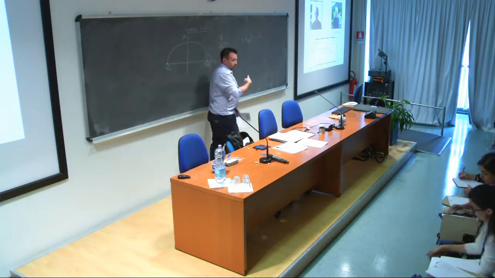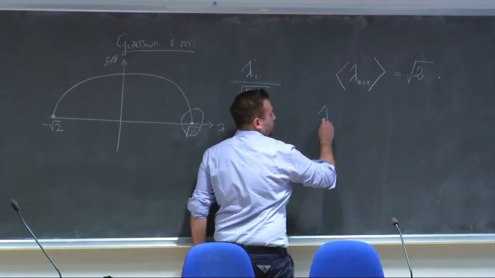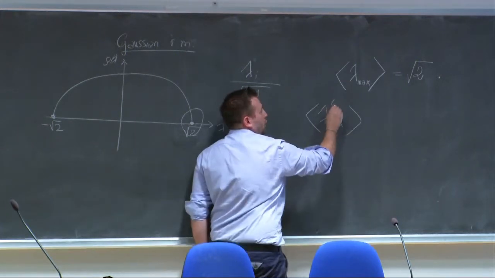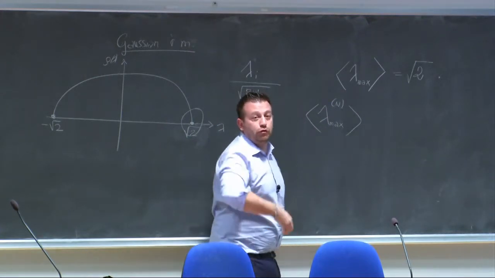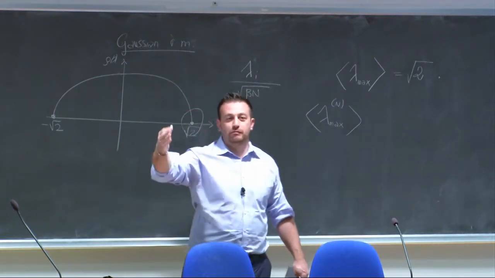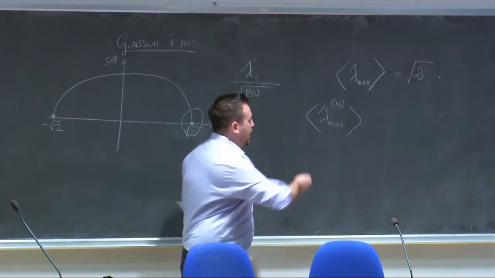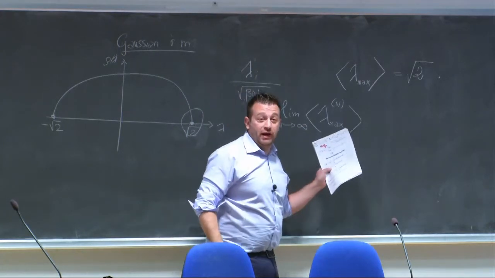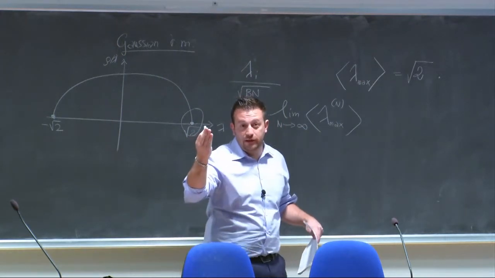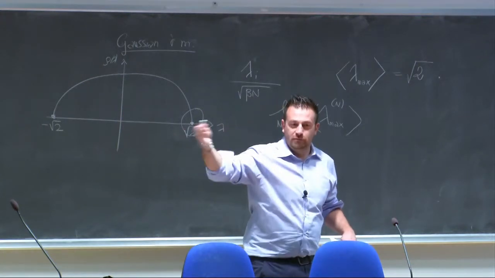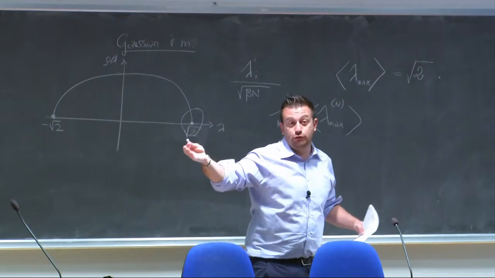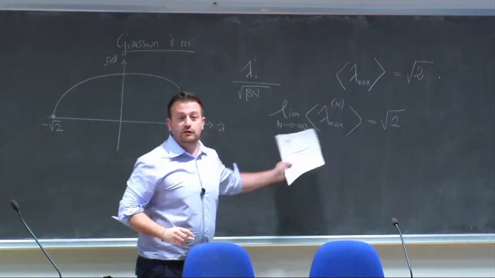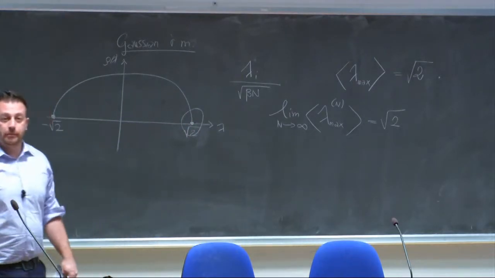No. What I mean with this is that you can compute the average value of the largest eigenvalue for finite n. So for a matrix that is of size 3 by 3, 5 by 5, 50 by 50, and then you take the limit n to infinity. So for any finite n, you have a non-zero probability of having your largest eigenvalue bigger than root 2. That's for sure. But in the limit n to infinity, this is the correct statement, if you want. Okay?